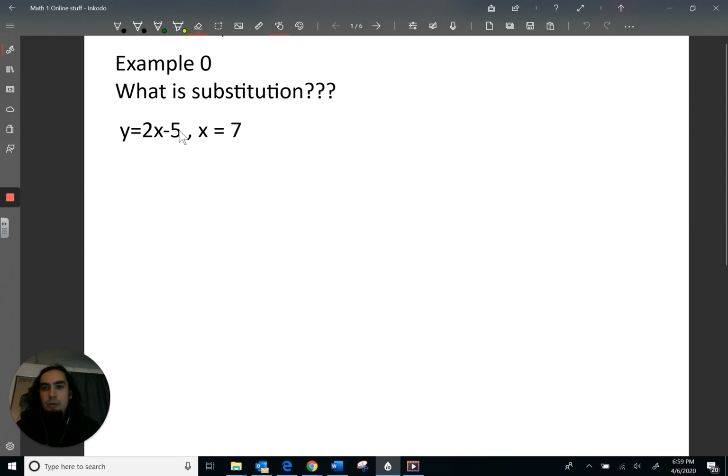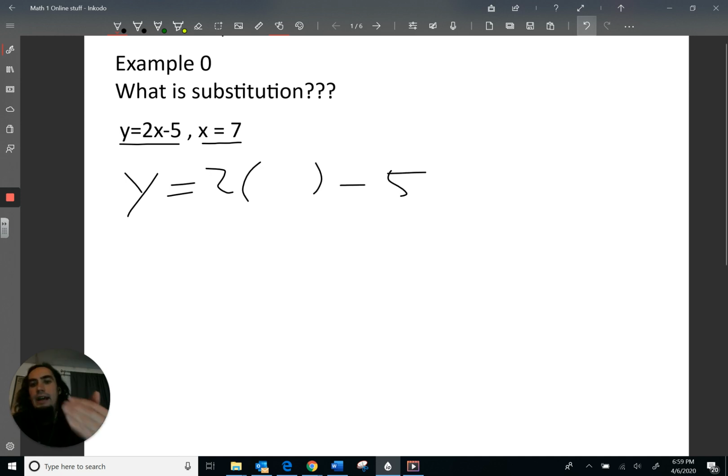So this example is a substitution example. If I give you an equation like y equals 2x minus 5, and I tell you that x is 7, you know that you can substitute 7 for x. Now, you might not have used those words. You may have said something like, we're gonna take x and plug in 7. Okay, well, that's fine. That is what we're doing. We're going to take x and plug in whatever x is.